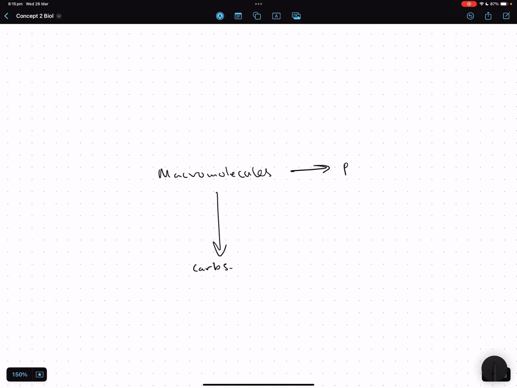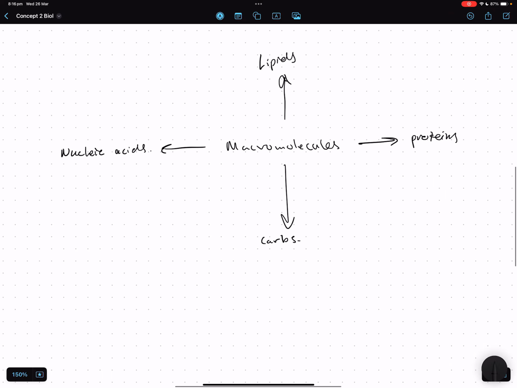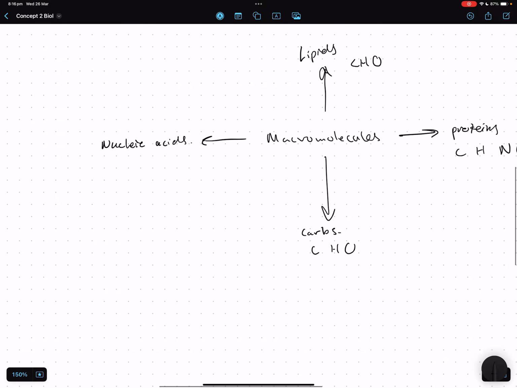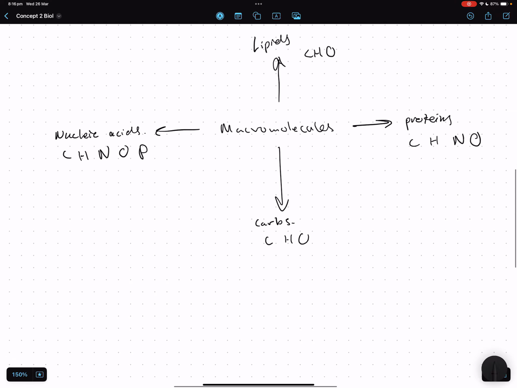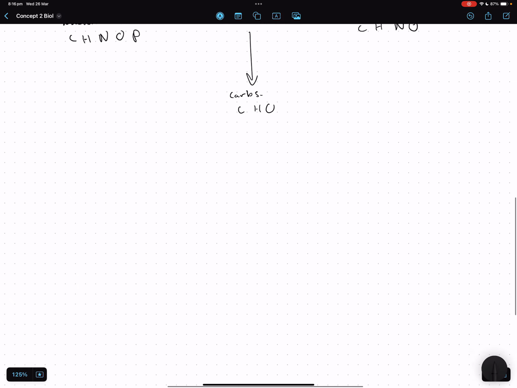Carbohydrates, proteins, lipids, and nucleic acids. So just on the point of composition, these ones are C, H and O mostly, C, H and O mostly, C, H, N and O, and in this one, C, H, N, O, and P. That's just sort of their common compositions. There are proteins, and proteins have different interactions too.